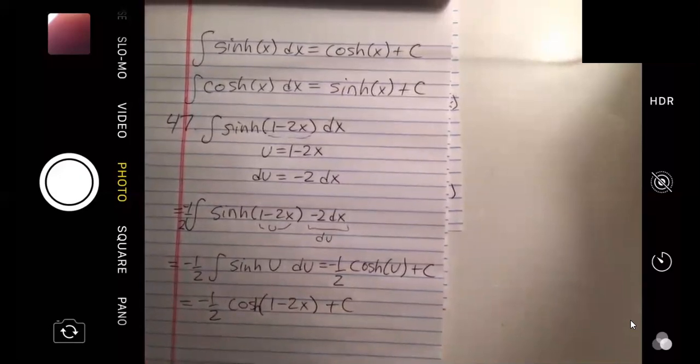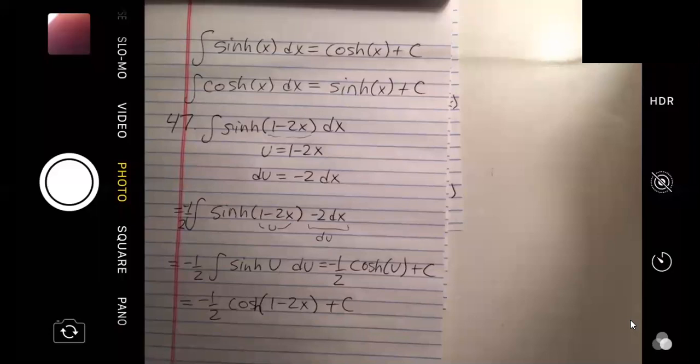So cosine and cosh are completely different animals. Everything basically goes back to just trying to get it into a form you can integrate again. So like using the u. Yes.